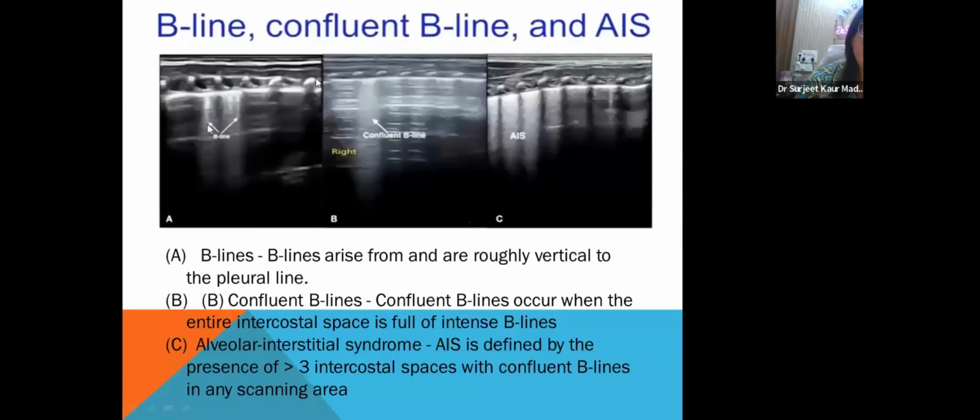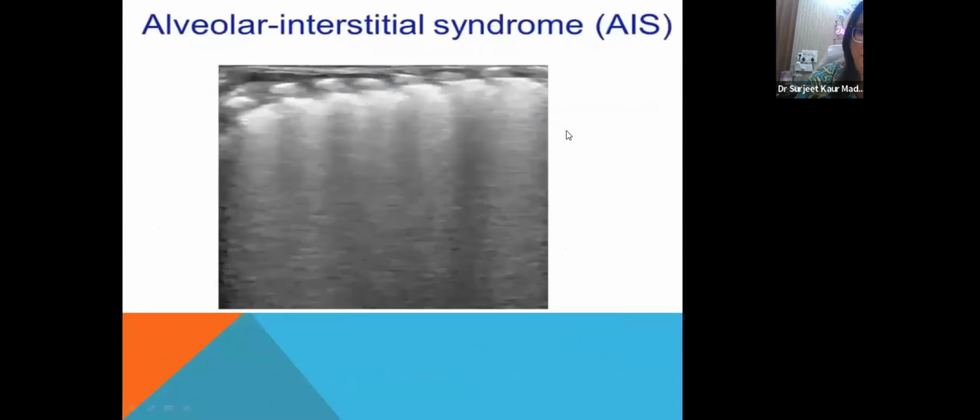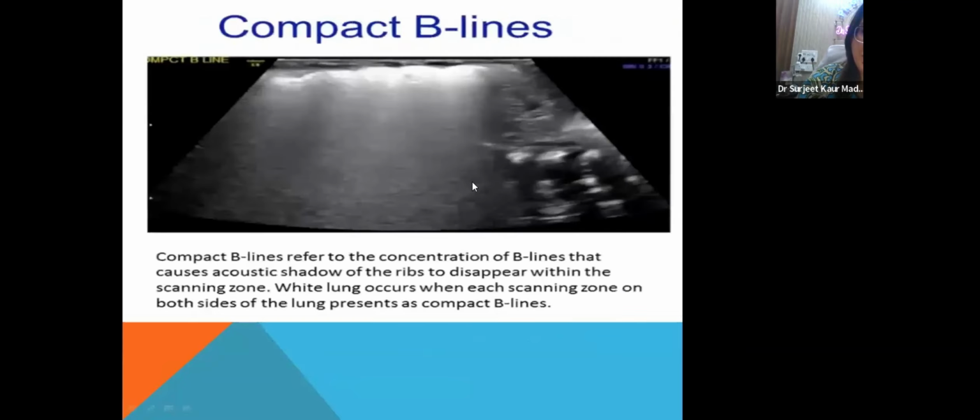So it means this is the initial few B lines, then a lot of B lines, and then more B lines. This is how the severity of B lines increases. This is almost like the AIS pattern, but you can still see the acoustic shadows in between. But when the acoustic shadows are also obliterated, then it is called compact B lines, or you can say it is a whiteout lung. Here you cannot appreciate the acoustic shadows.